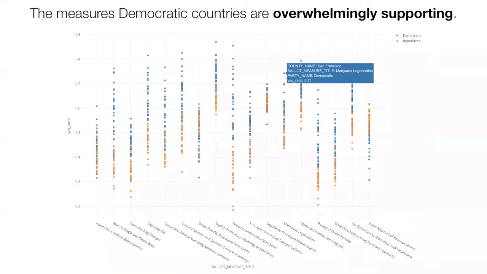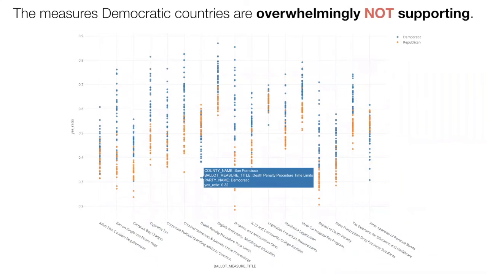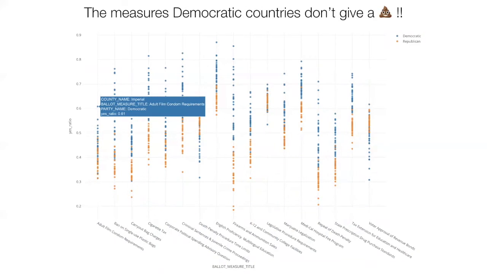One type of measure is where Democratic counties are overwhelmingly supporting, which means that Republican counties are overwhelmingly not supporting. Another type is where Democratic counties are overwhelmingly not supporting. And the last type is where Democratic counties don't really care, or Republican Party counties who don't really care. Or maybe it's not about Democratic or Republican, it's something different.